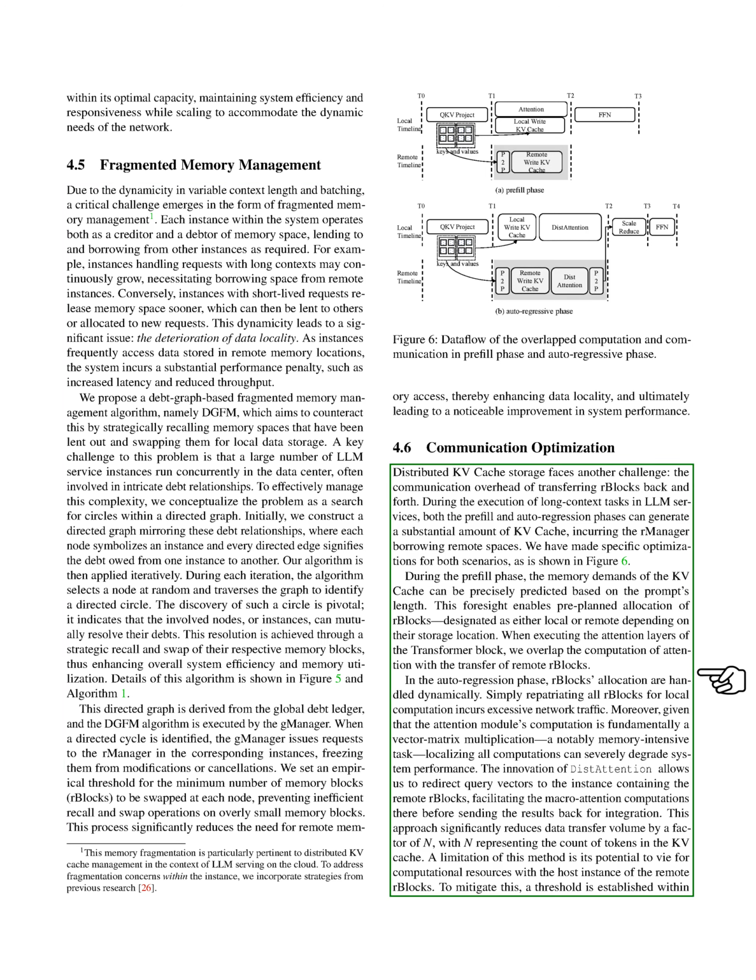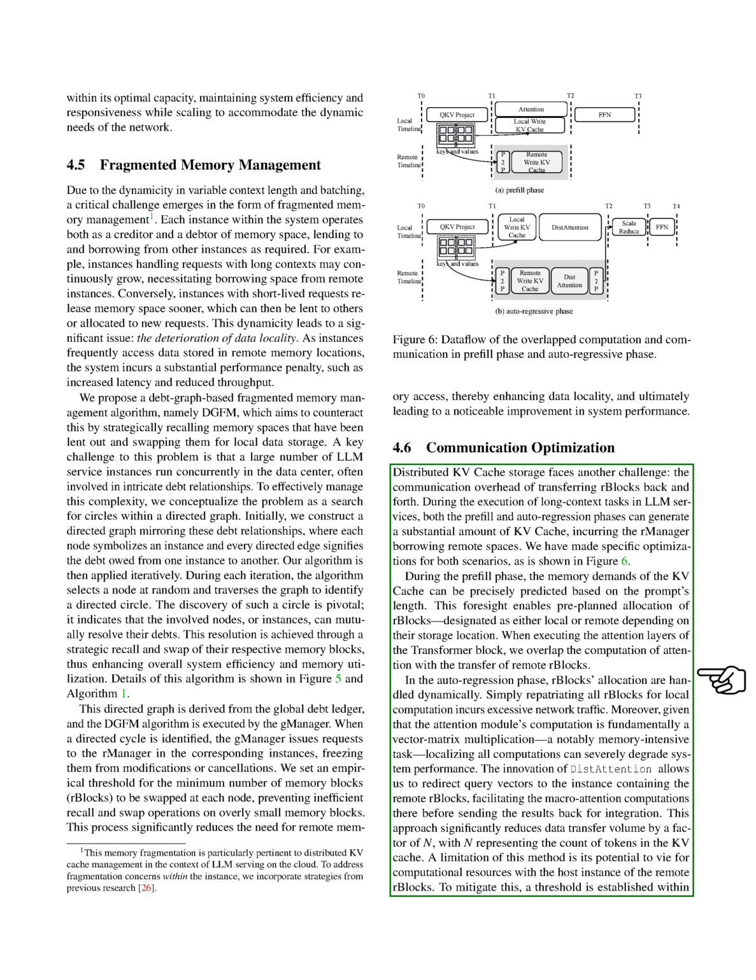We also have to deal with another issue: the communication overhead of transferring memory blocks back and forth in a distributed KVCache storage. During the execution of long context tasks, both the prefill and auto-regression phases can generate a lot of KVCache, which means borrowing remote spaces. We've made specific optimizations for both scenarios. During the prefill phase, we can predict the memory needs of the KVCache based on the length of the prompt. This allows us to plan the allocation of memory blocks in advance.